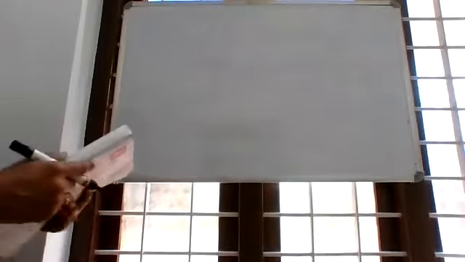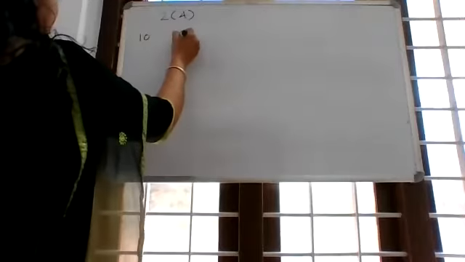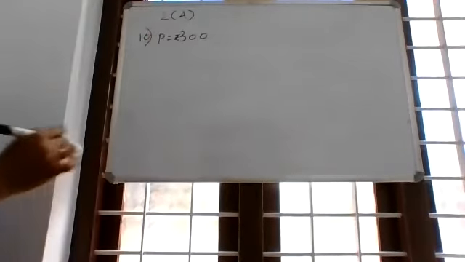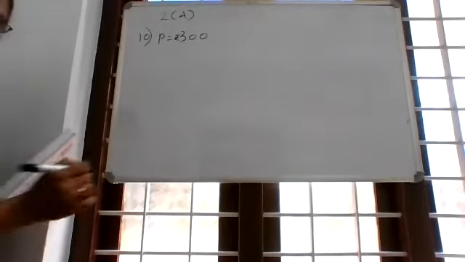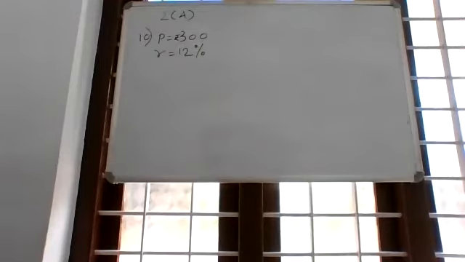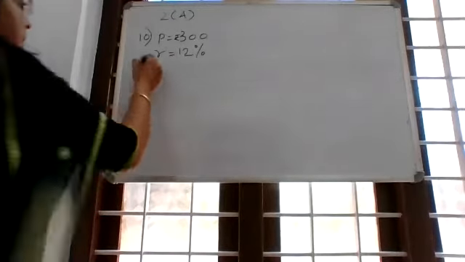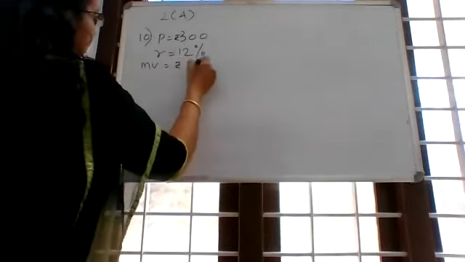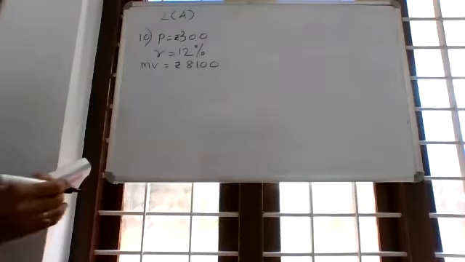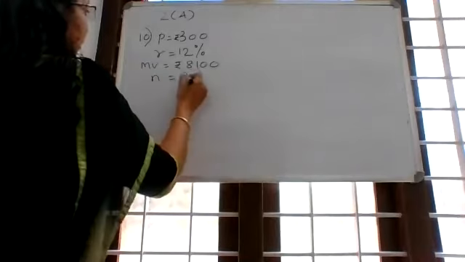So, 10th question. Mr. Gulati has a recurring deposit account of rupees 300 per month. So P is equal to rupees 300. If the rate of interest is 12%, so R is equal to 12%, and the maturity value MV is equal to 8,100. Find the time in years of this recurring deposit account. n is equal to question mark.